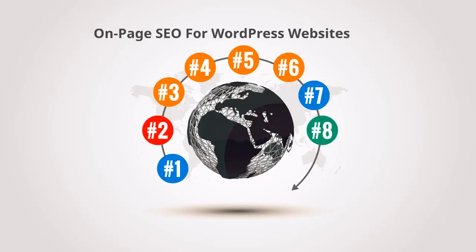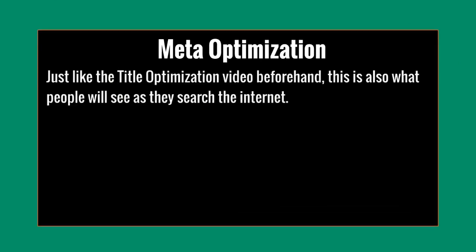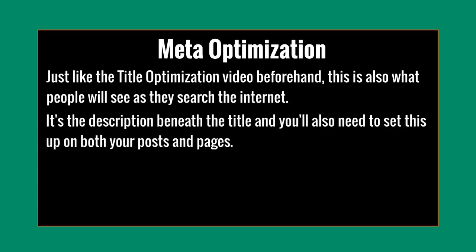Okay, so this is video number 8, and we're going to dive straight in and talk about meta optimization. So this is the description that is going to show up on the search engines. Just like the title optimization video beforehand, this is what people are going to see in the search engine when they search the internet for a specific keyword.